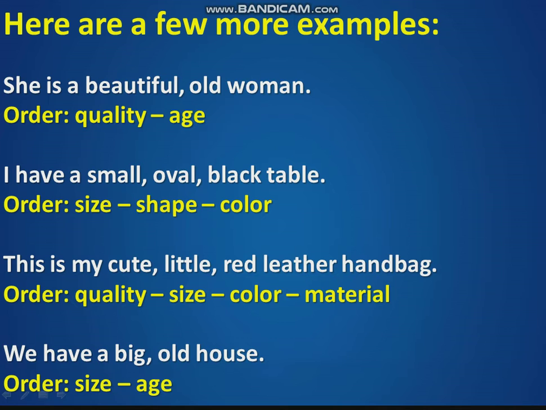All right, now, here are a few more examples. She is a beautiful old woman. Quality and age. I have a small oval black table. Size, shape, color. This is my cute little red leather handbag. Quality, size, color, material. And we have a big old house. Size and age. Big old.